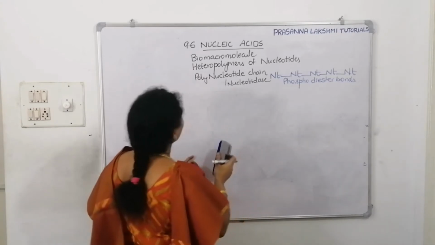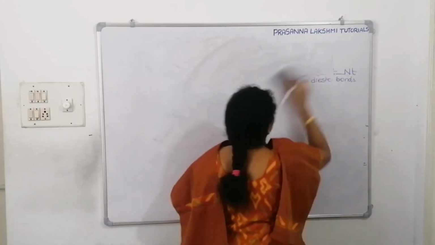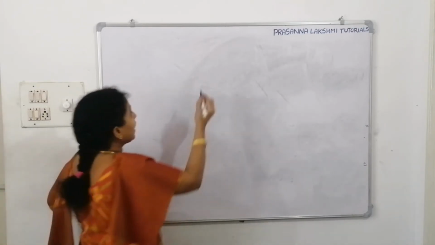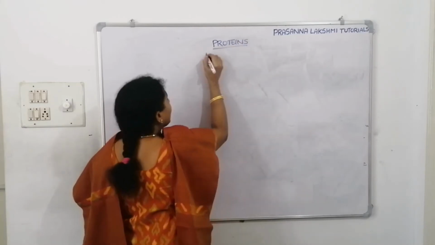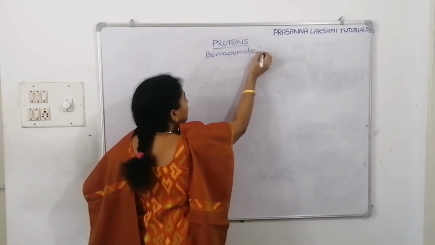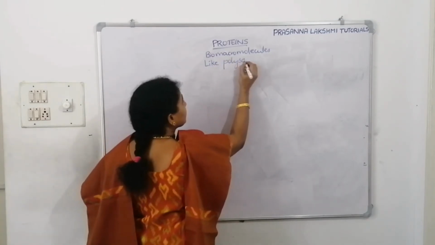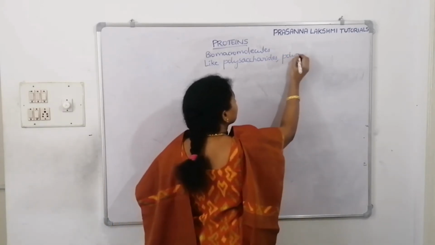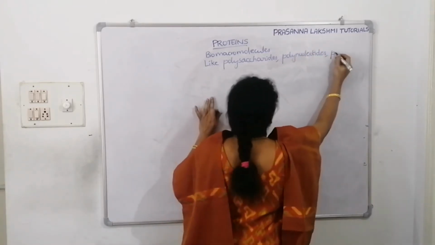Now we can get to the next topic 9.7, which talks about proteins and the structures of proteins. Let's talk about the next topic, proteins. Now proteins, if we have to discuss, they are also biomacromolecules like polysaccharides, polynucleotides, right? Polypeptide means protein.